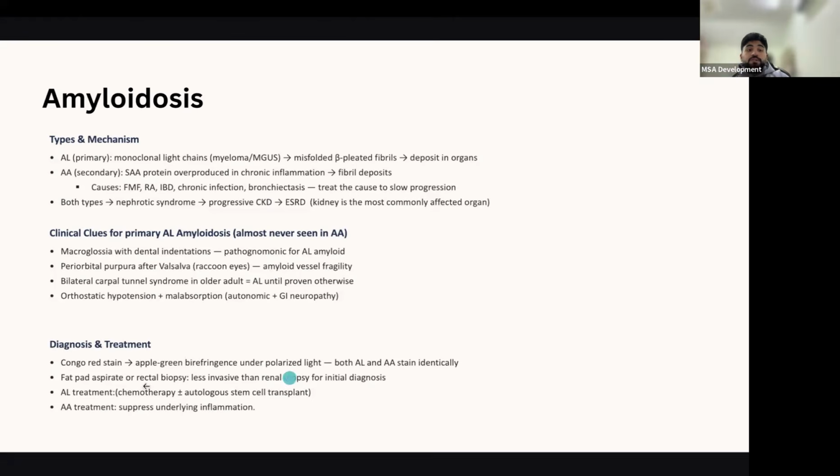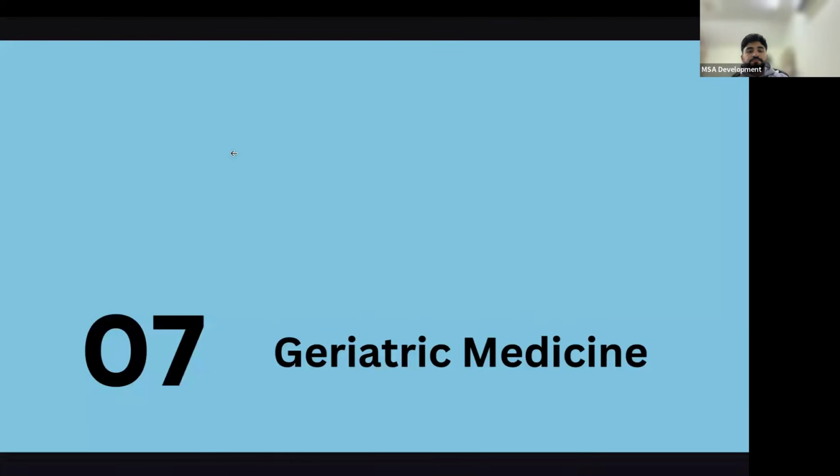Okay. How do you diagnose? You give them Congo red stain. It's going to turn apple green birefringence under polarized light. And basically, you can give them chemotherapy and autologous stem cell transplant. Like, this is for the primary one. For the secondary one, you treat the underlying disease. It could be rheumatoid arthritis, could be inflammatory bowel disease, whatever it is, you go and treat the underlying disease. Tamam? But according to the doctor, he's probably more emphasizing the primary one. So this is what you really want to remember.